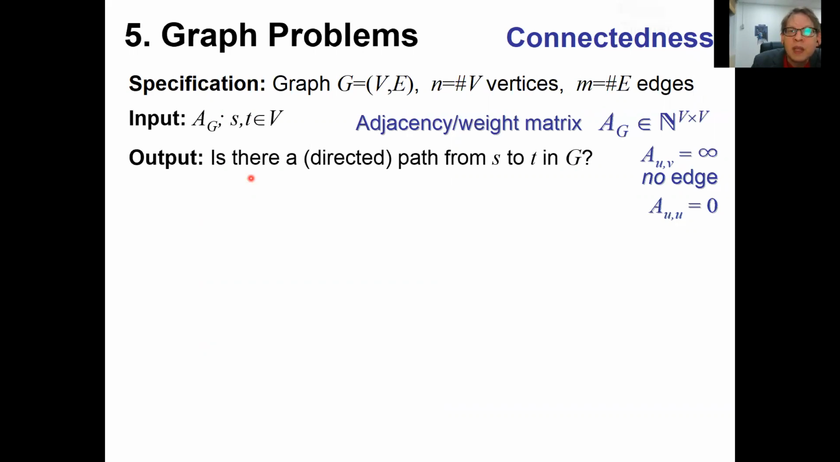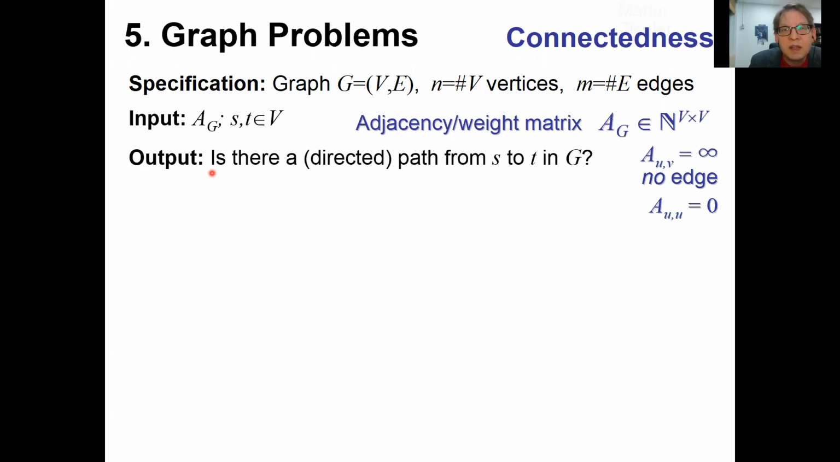Input is the graph given by its adjacency matrix. For now, we ignore possible weights on the edges, so it's just a 0, 1 matrix, and we're given a start vertex and an end vertex, where the question to be answered by our algorithm is whether there exists a directed path from that start vertex S to the end target vertex T that uses only edges given in the adjacency matrix.